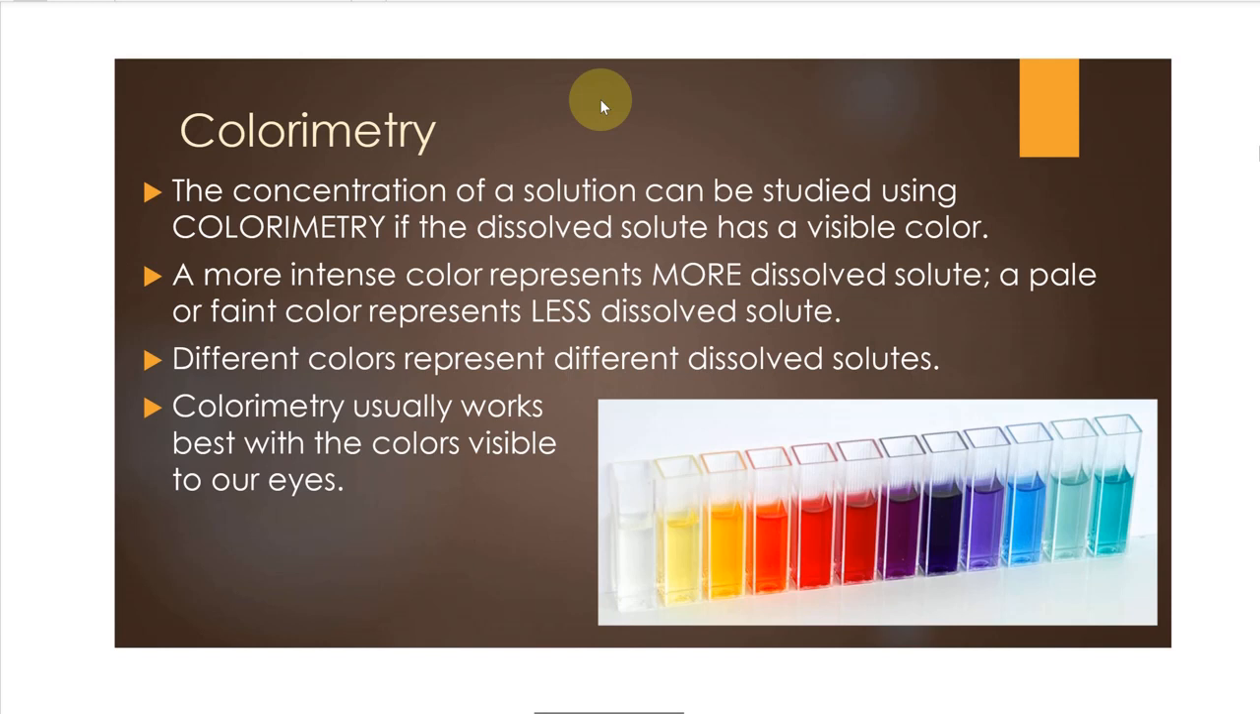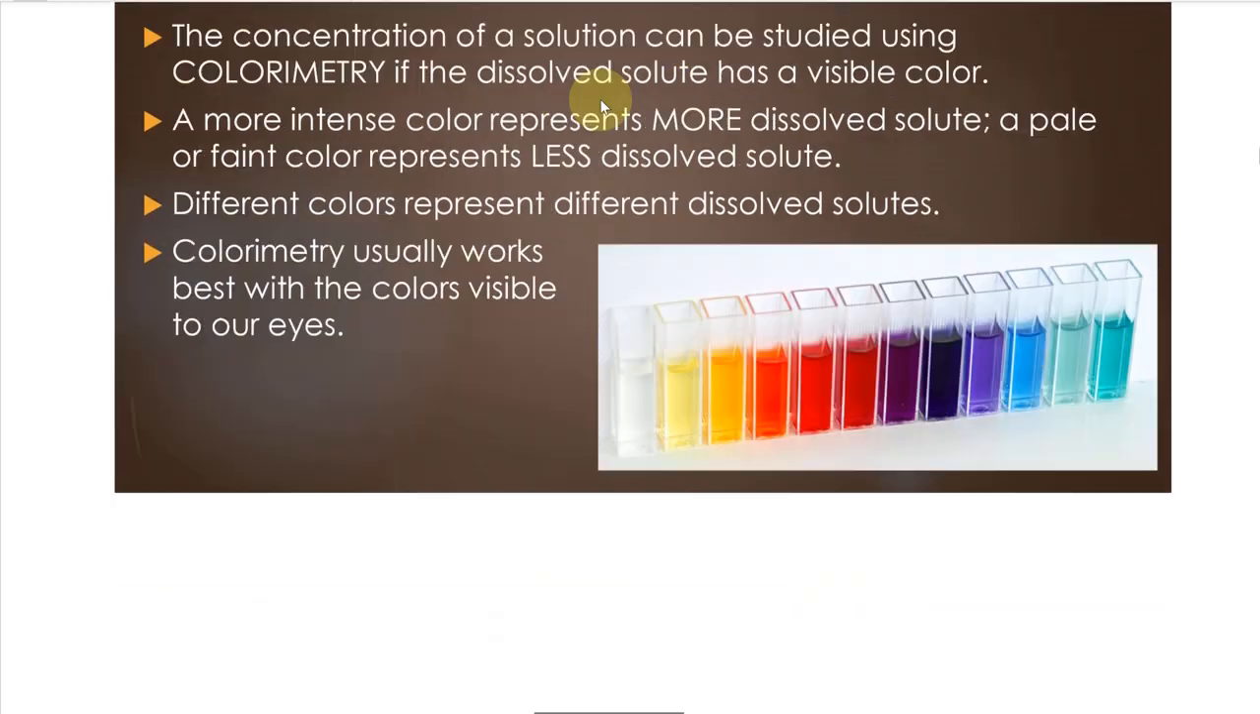So if you put a little salt into water, it looks clear, like water. If you put a lot of salt into water, it looks clear like water. So things like table salt, sodium chloride, they don't have a visible color. It might be the first tube you see here on the left, as opposed to things like copper sulfate or iron chloride, where they have a color that's quite visible, and some of the others that you'll see here as well. So colorimetry, it says in the last bullet, usually works best with colors visible to our eyes.